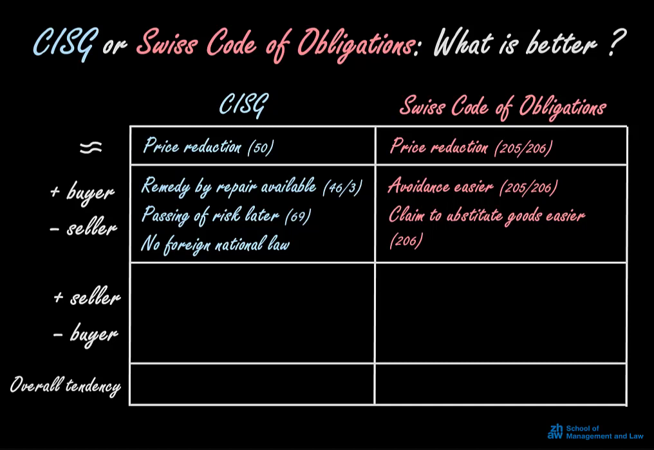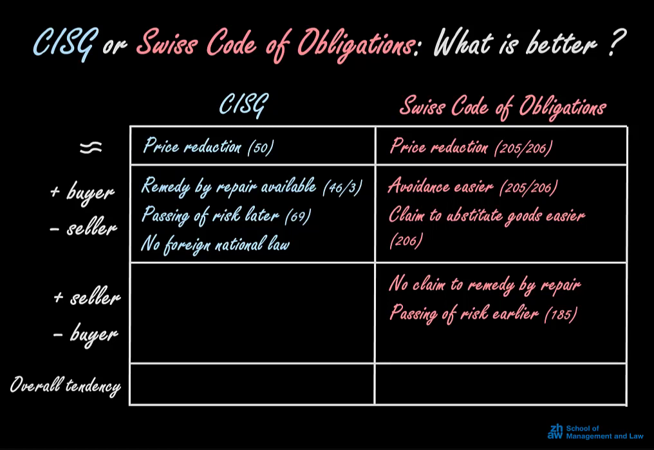On the next line, we shall mention advantages for the seller that go with corresponding disadvantages for the buyer, and there are several such advantages to be found in the Swiss Code of Obligations. An advantage for the seller is that he does not have to face claims for repair. In contrast to the CISG, the Swiss Code of Obligations does not grant the buyer any right to a remedy by repair. Furthermore, the risk passes earlier from the seller to the buyer, so that, compared to the CISG, there is less risk for the seller and more risk for the buyer.